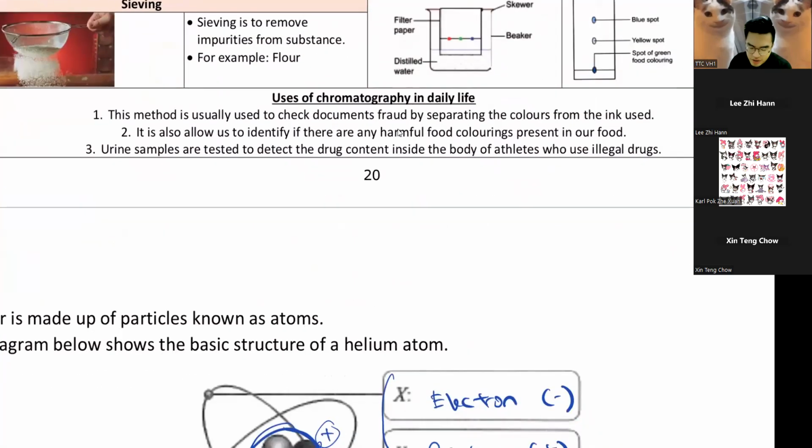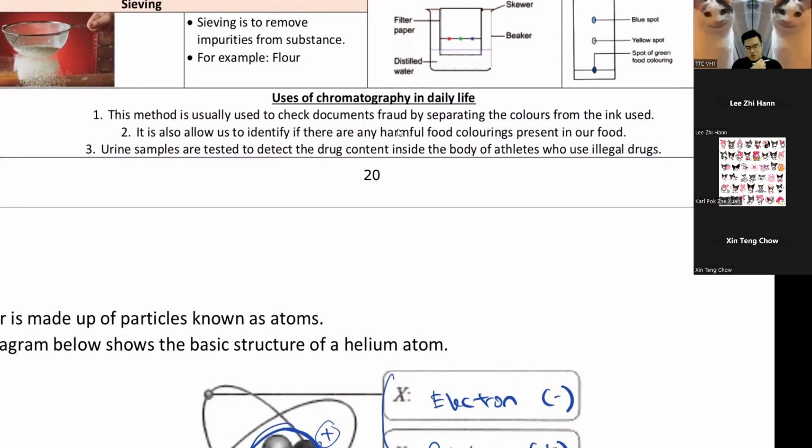So what is chromatography in daily life? To check document fraud. Let's say I test your passport. If your passport is fake, if it is a counterfeit, your ink would be different from the legit one. So when you do chromatography on your passport, if the color is slightly different from the real one, then that means yours is fake. Definitely yours is fake.